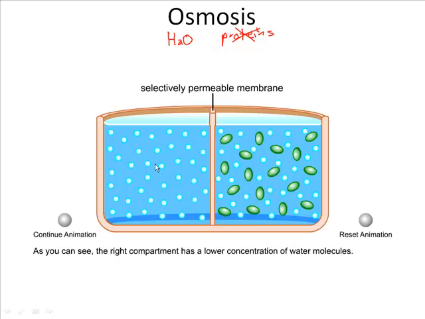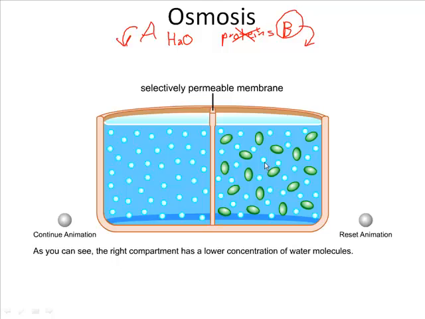We'll call this side A. We'll call this side B. Okay? Which side represents the hypertonic side? That's right. B represents the hypertonic side due to the large concentration of solutes that are dissolved in that water.